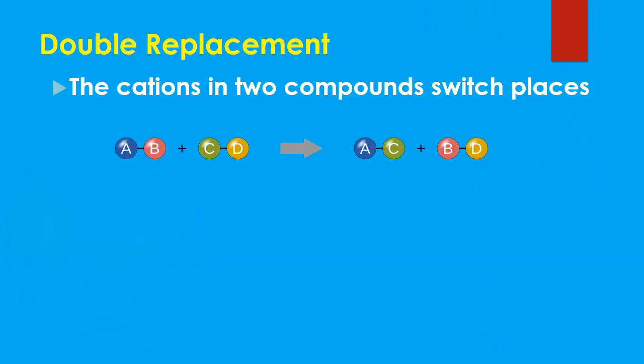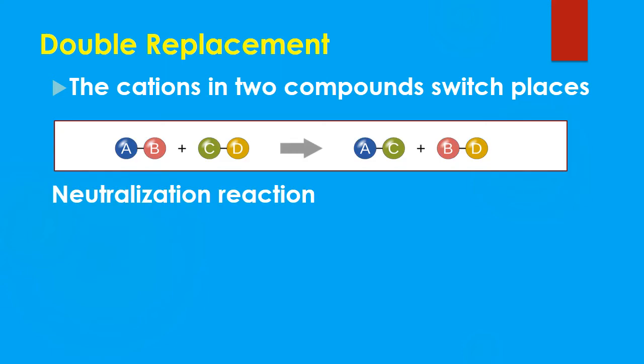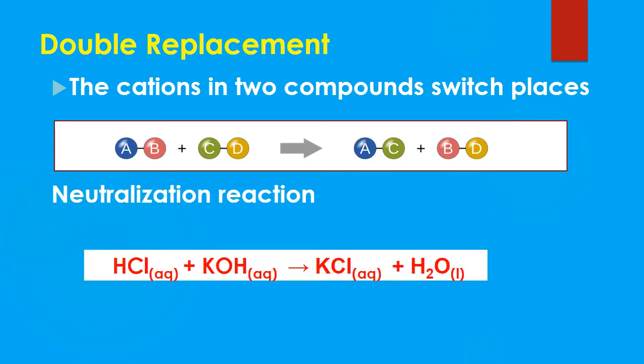Now a double replacement reaction. The cations in two compounds switch places. So the positively charged species are going to switch places. A neutralization reaction is an example of this. Because we have our cations here, hydrogen is our cation and potassium is our cation here. And these two would switch places, as we see here now. So we have potassium chloride and water. So the hydrogen and potassium have switched places.